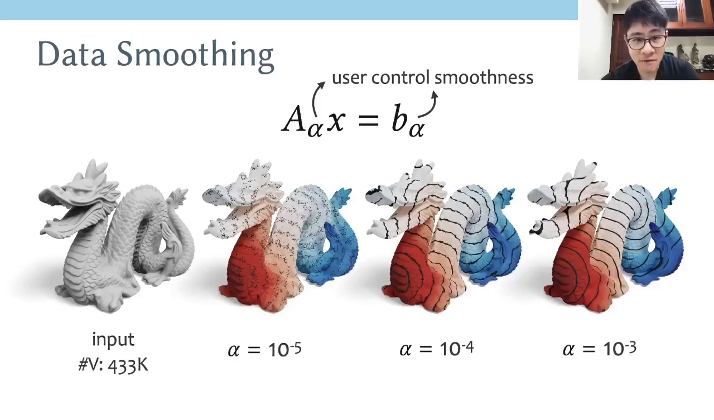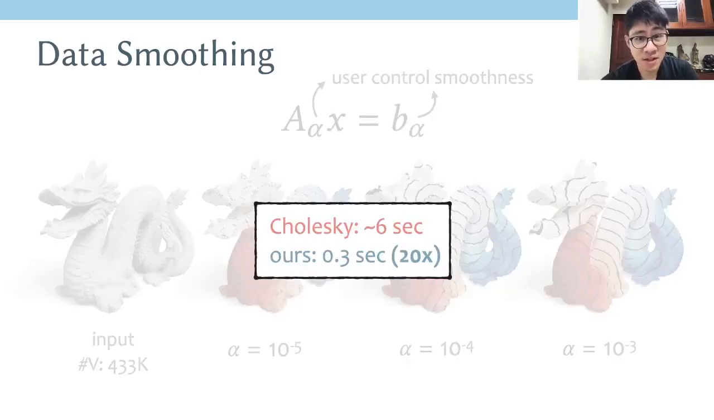And usually the optimal alpha is unknown, so the user has to play with this alpha in order to obtain good results. But because Cholesky requires prefactorization whenever a user changes the parameter alpha, we have to wait a couple of seconds in order to see the update. In contrast, our multigrid method only needs 0.3 seconds. And to get a feeling of how big the difference is, let's do a live demo.